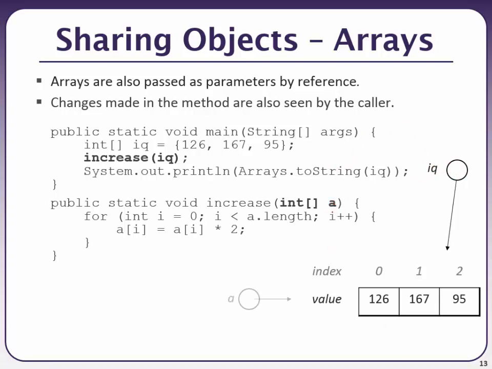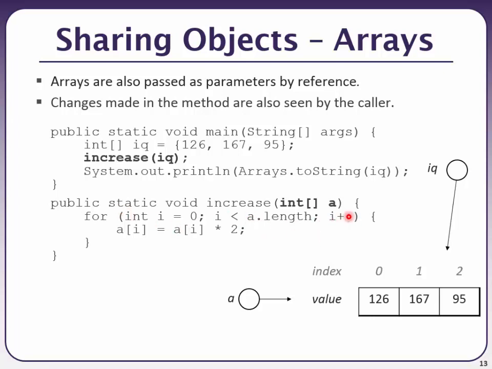And now we have our parameter a, which exists only in the method increase, containing the same reference value as IQ, which means both a and IQ reference the same object in memory. And this is where the sharing happens. So now we have a simple for loop. So for int i, this is our index variable. i is initialized to 0. i is going to be tested to be less than the length of that array. So we use the attribute, the field length of the class array on the object referenced by a. And then at the end of each iteration, we increment i.